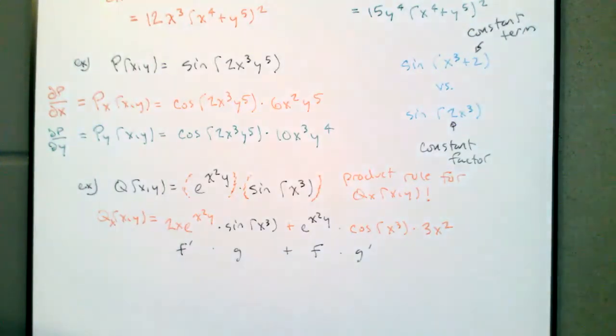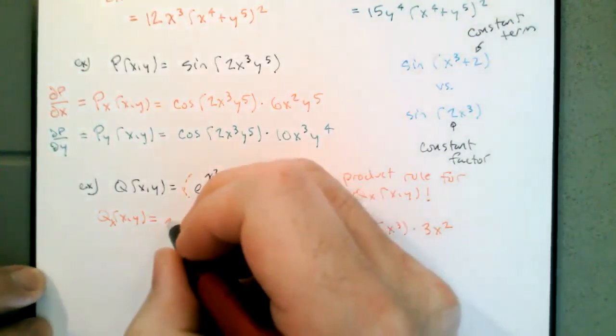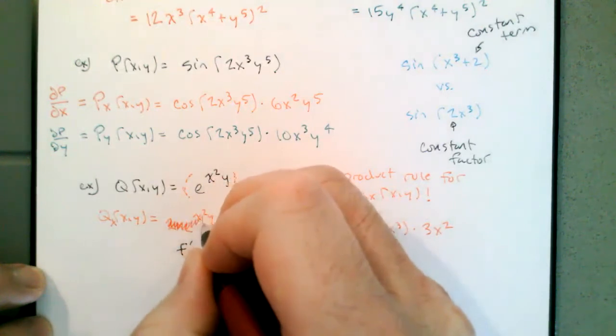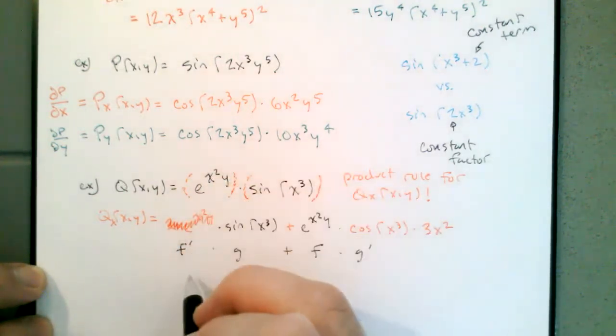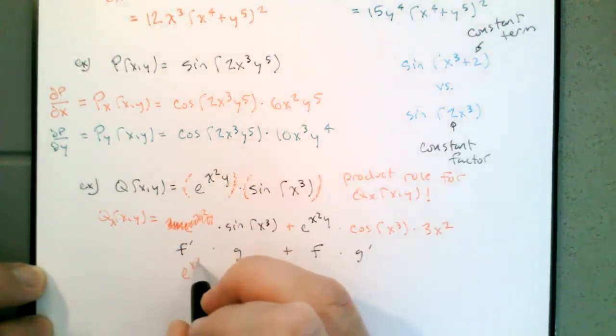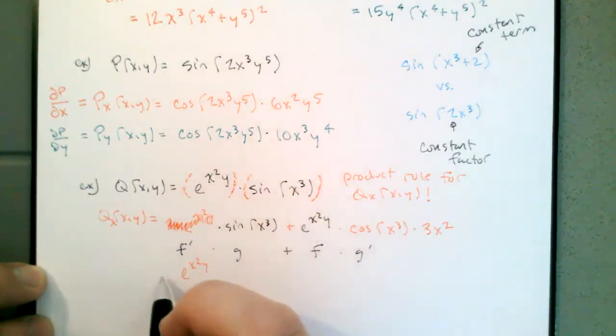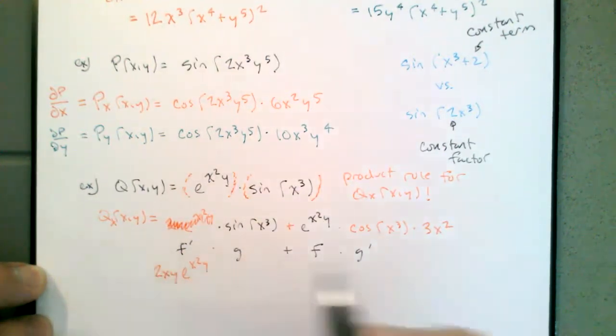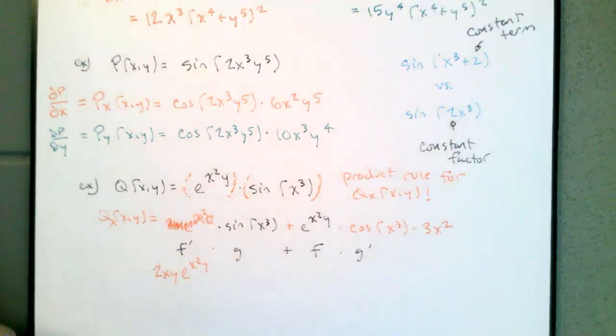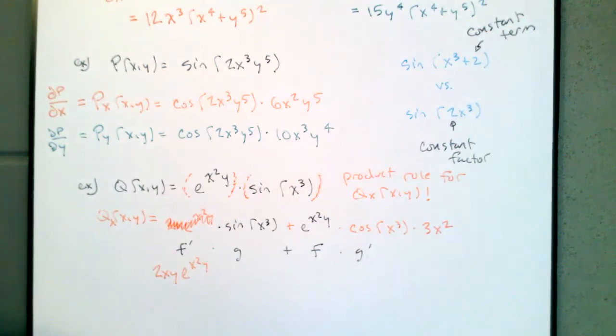There should be a y in the first term. The derivative of e to the x squared y is e to the x squared y times the derivative of 2xy. So yeah, there should have been a y with the 2x.